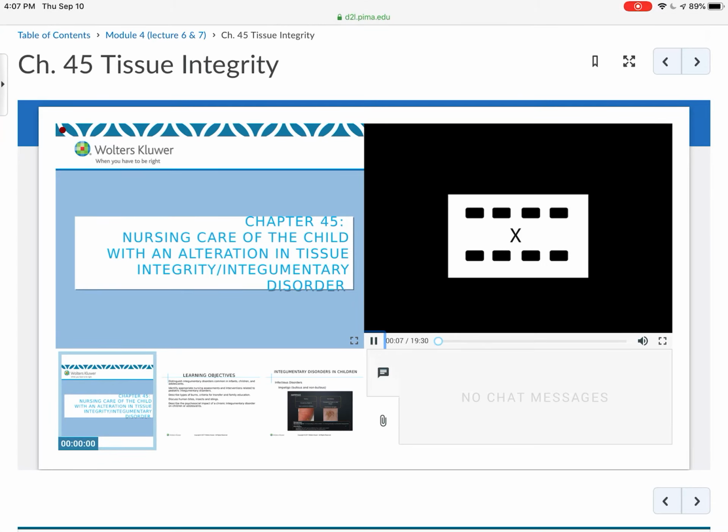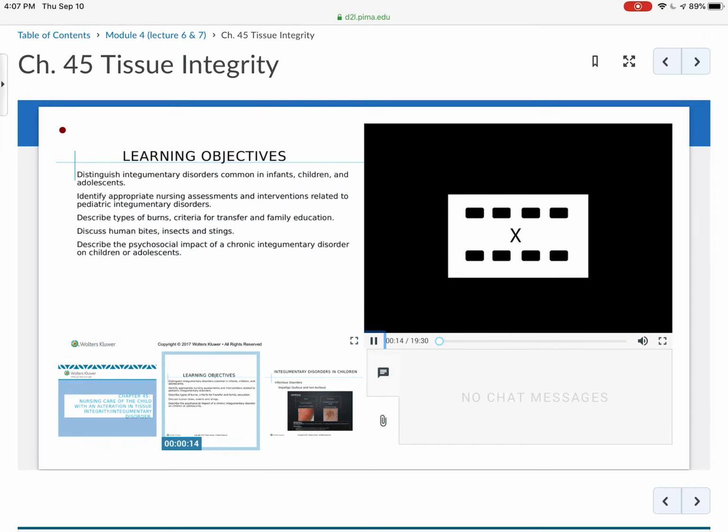Chapter 45, Nursing Care of the Child with an Alteration in Tissue Integrity, Integumentary Disorder. The objectives for this lecture are to distinguish between different integumentary disorders in infants, children, and adolescents, to identify nursing assessments and interventions, describe types of burns, criteria for transfer in family education, discuss human bites, insects, and stings, and then talk about a little bit of the psychosocial aspect, especially in the burn area.